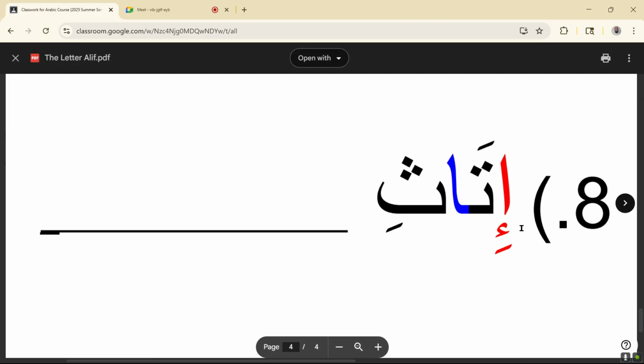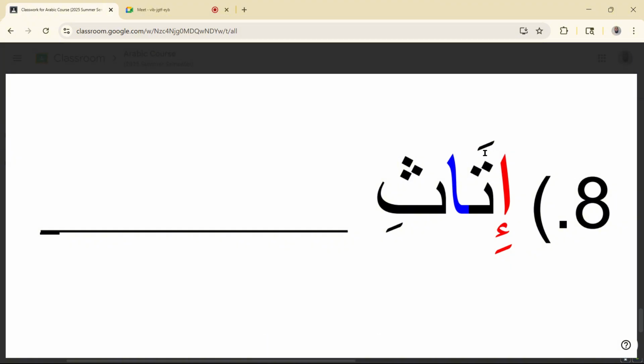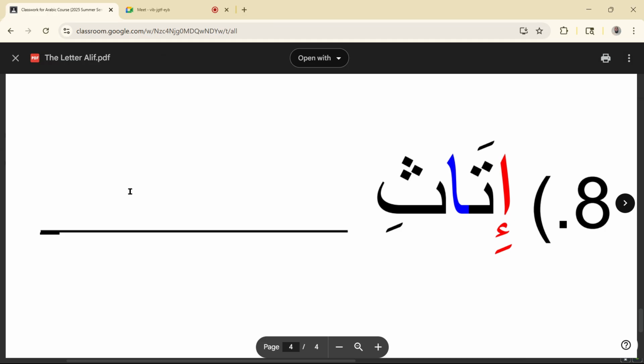Alif with a kasra. E. Ta with a fatha. Ta. Alif, we extend it because it's technically an A by itself. So ita. I heard him extend it really nice. And then THE, because we put a kasra. Itathi. Itathi.